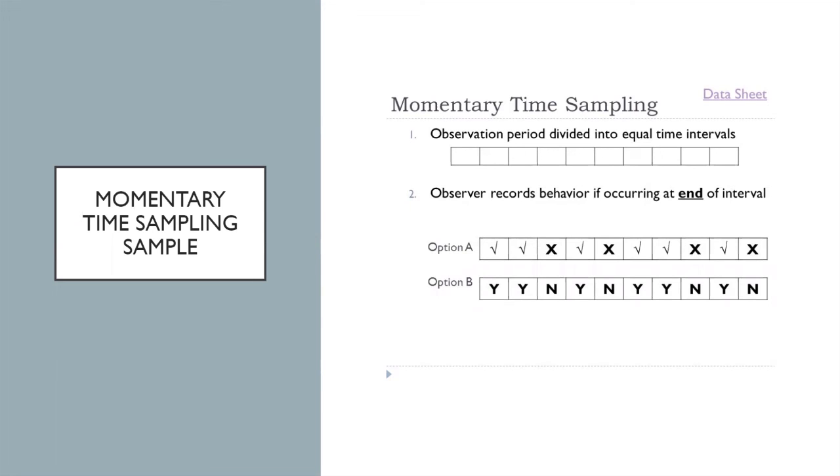This is an example of a momentary time sampling data sheet. We mark a plus if a behavior occurred during any time during an interval.